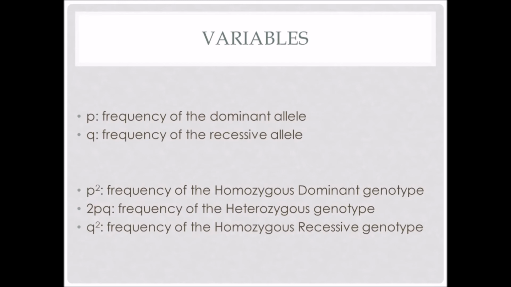Now, each of these sets has a name. These are the allelic frequencies. Notice that they refer only to one allele, either the dominant allele or the recessive allele. And these are the genotypic frequencies. They refer to each of the three specific genotypes that you can have: homozygous dominant, heterozygous, or homozygous recessive.